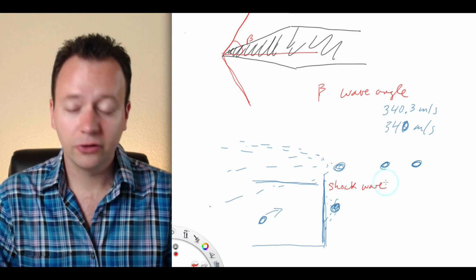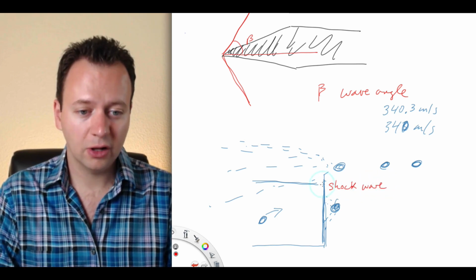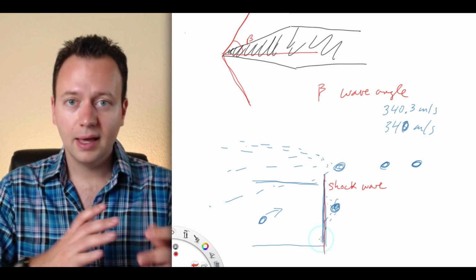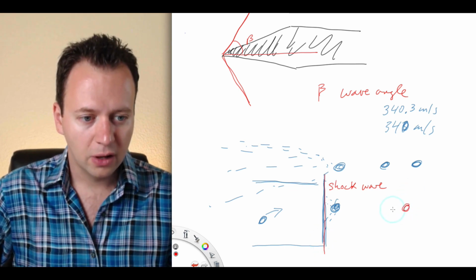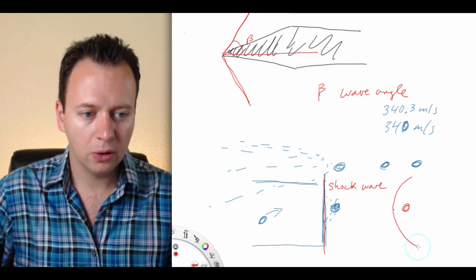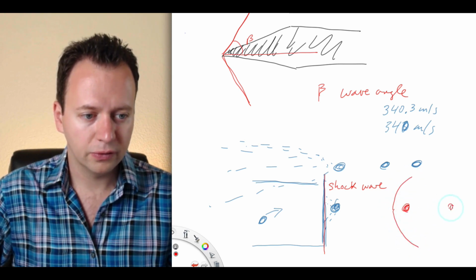If you're just traveling at the speed of sound, you get something called a normal shock wave, meaning that it's just this wall in front of you. As you travel faster than the speed of sound, the shock wave starts to bow toward your vehicle. So if you're traveling very fast, you're going to get a shock wave like this.